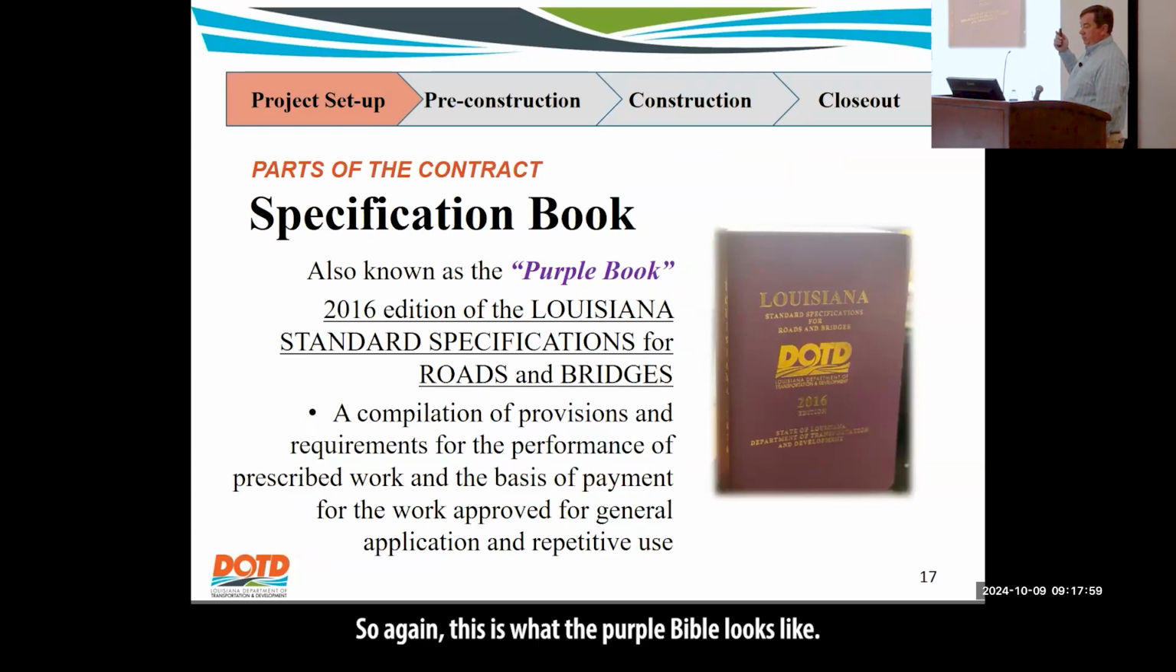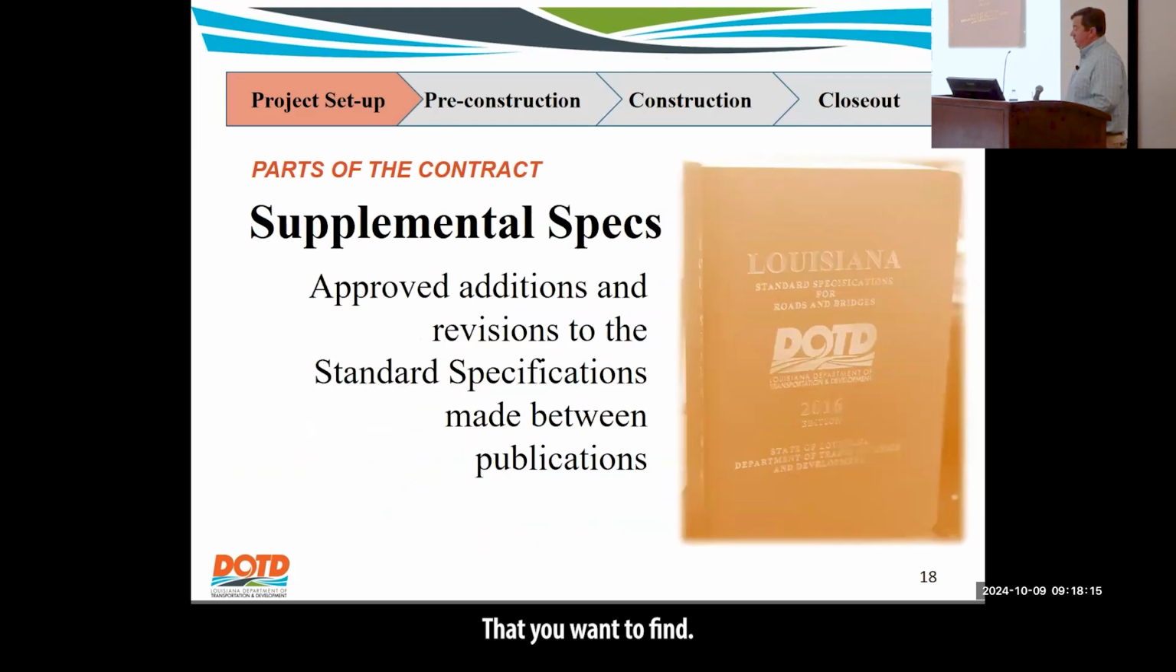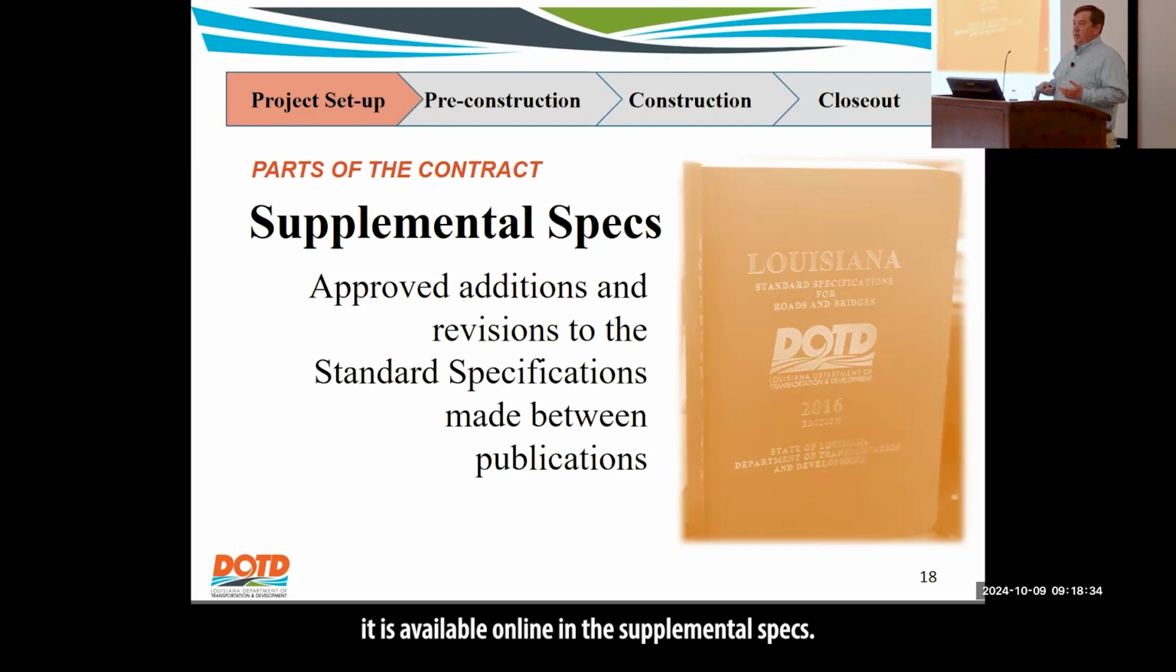All right, so again, this is what the Purple Bible looks like. I don't think we're printing these anymore, but of course you can find it online. I actually find that to be better because you can do a Control F and actually look for the information you want to find. But the same is true for our supplemental specs. It's not an orangey looking book. It's just online as well. So make sure, again, it should be tucked in with your contract, but if you can't find it in your contract, it is available online, the supplemental specs.